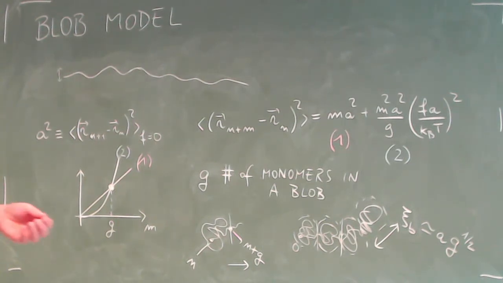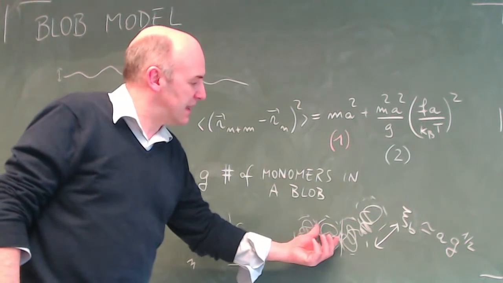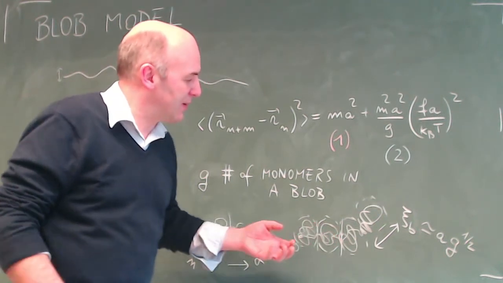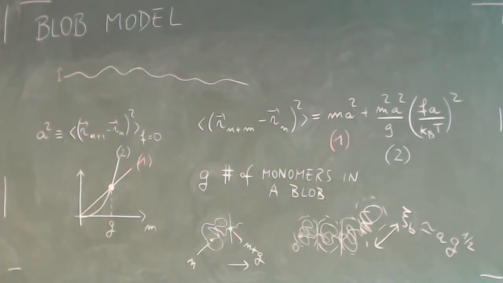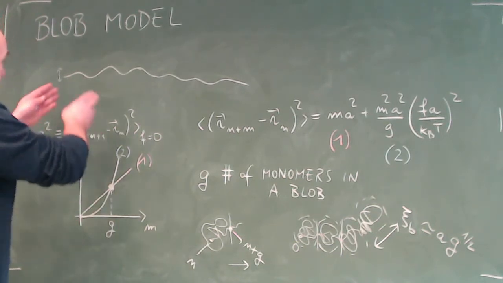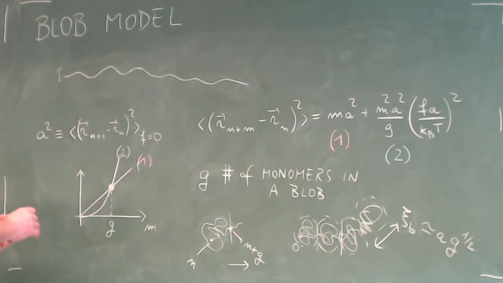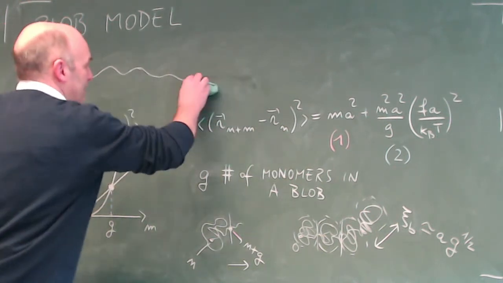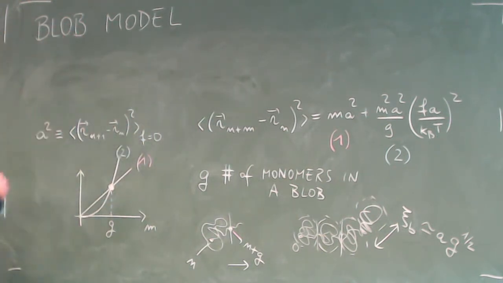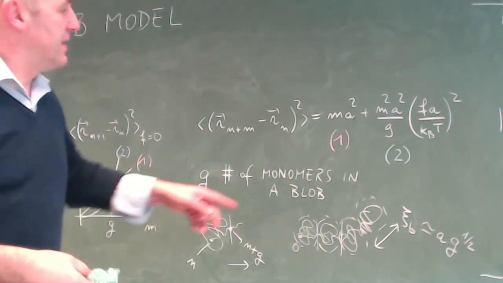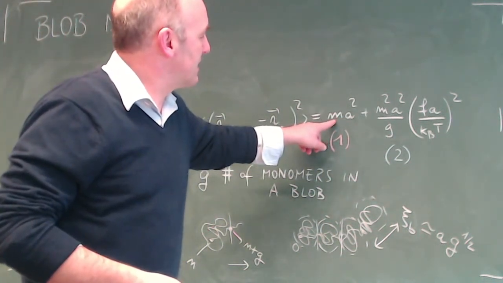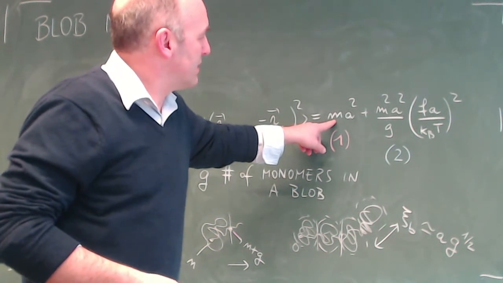In a blob, we have to move on the distance size of the blob to actually notice that our polymer is not an ideal polymer at rest, but it's actually stretched. There is a force there, so there is a scale, and there is a way to characterize this scale by looking at the intersection between these two curves, 1 and 2. If I look at the intersection, I can solve for g. So the math is very simple. Set 1 equal to 2, and this gives the value of g at which this happens.